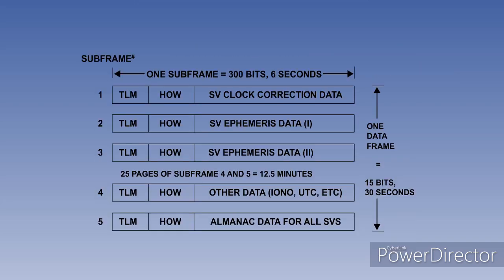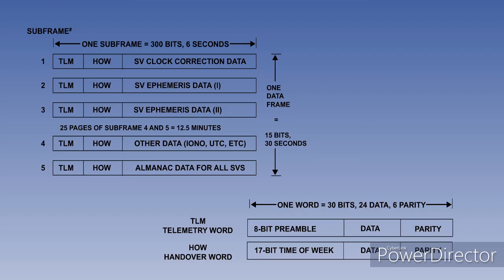The navigation message is contained in one frame comprising 5 subframes. The subframes each take 6 seconds to transmit, so the total frame download time is 30 seconds. Each frame starts with 2 words. The first, the telemetry word, is a preamble to the data that follows it. The second word, the handover word, states the SV time, so every line of data starts with SV time.